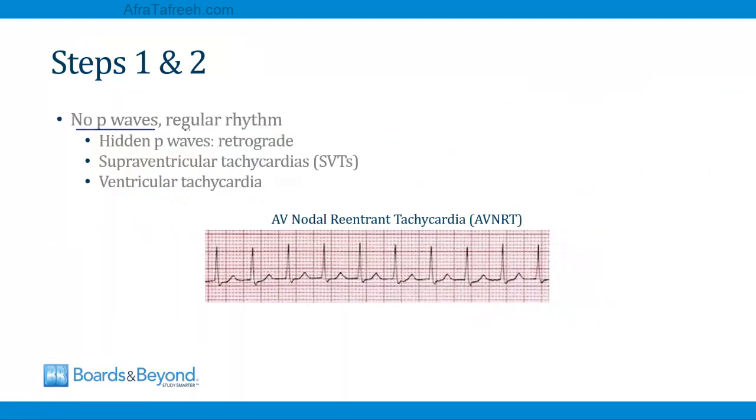If there are no P waves and the rhythm is regular, then usually this is happening because the P waves are hidden because they are what's known as retrograde P waves. So when you have a supraventricular tachycardia like AV nodal reentrant tachycardia, which is shown at the bottom of the screen here, what happens is that the QRS complexes are being generated by the AV node. The sinus node is not depolarizing normally, and the P waves are being conducted retrograde. In other words, they come after the QRS complex, and they're often buried in this portion of the tracing after the QRS complex before the T wave.